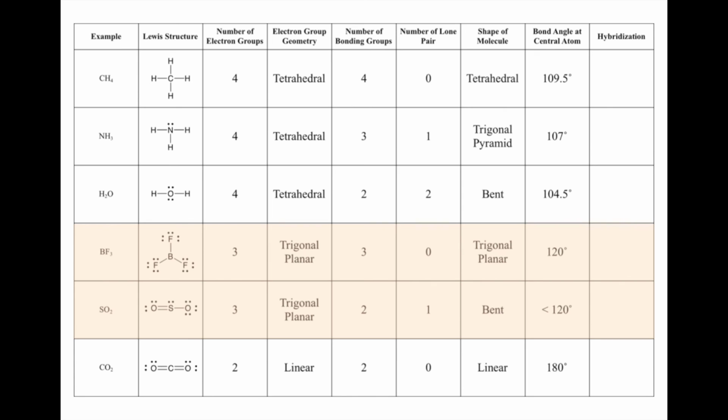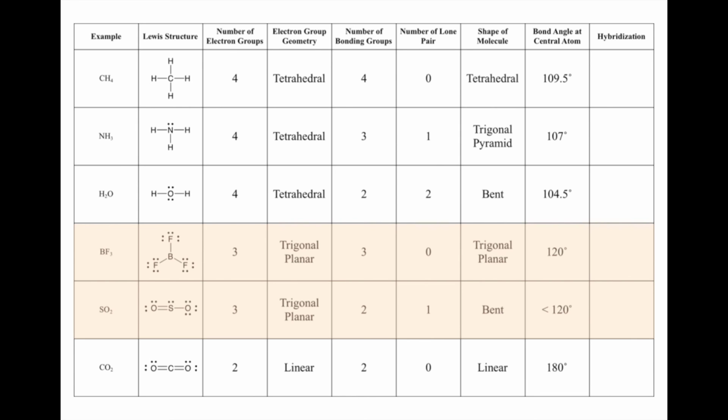In the case of sulfur dioxide, SO2, we see that we also have 3 groups. We know that that means we have a trigonal planar electron group geometry, but with the identity of the groups being 2 bonding groups and 1 lone pair, that means that our electron group geometry and molecular geometry will not be identical. In this case, we identify the molecular geometry to be bent.